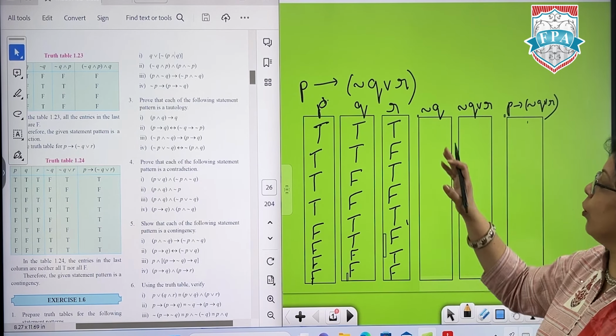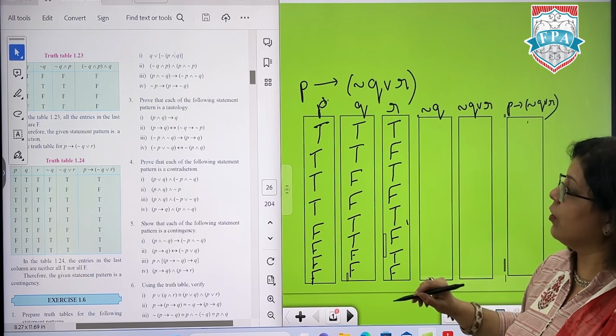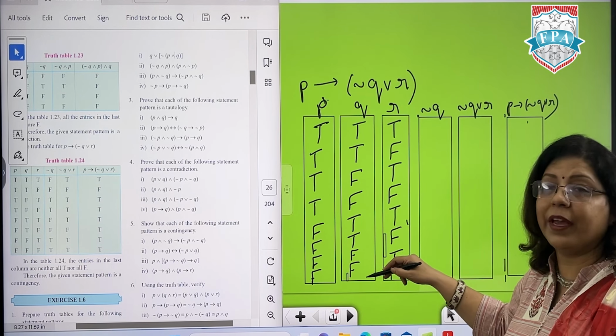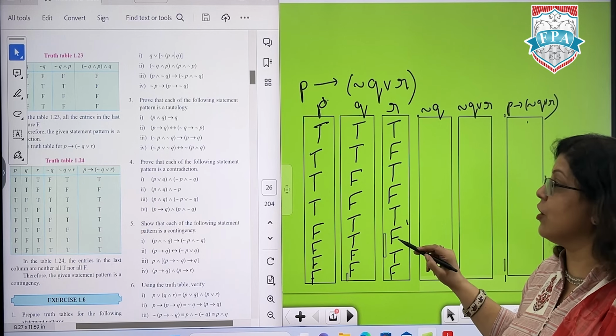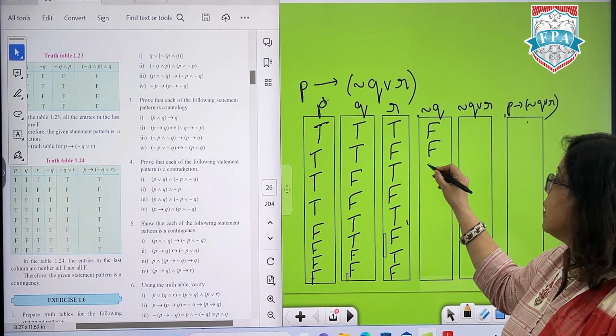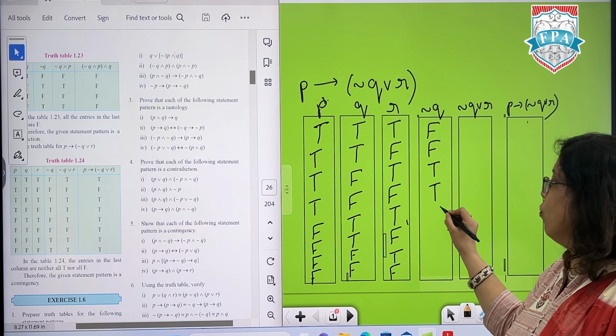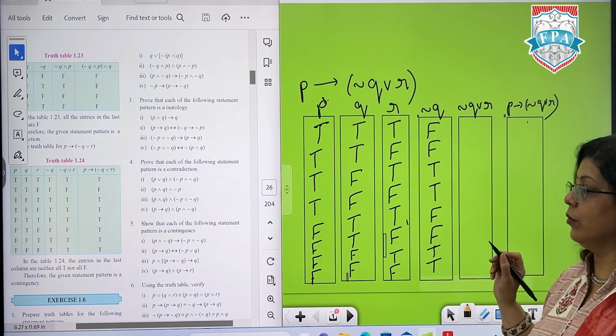Now we are going to follow the question. So the question's first statement is negation of Q. Whatever is in your Q column, invert all of it. Exactly, changed. Negation: true becomes false, false becomes true: true, true, false, false, true, true, false, false.